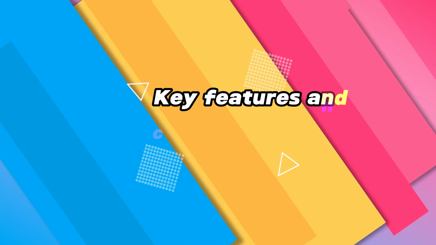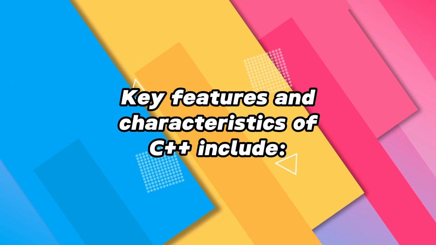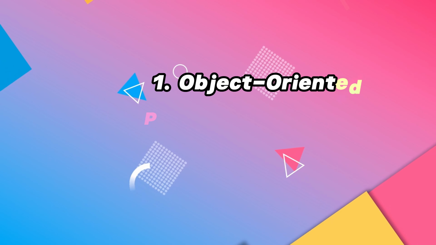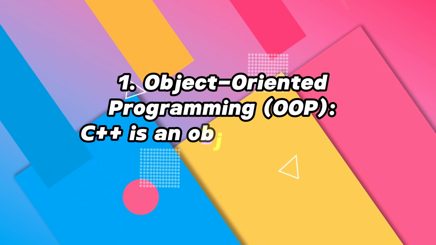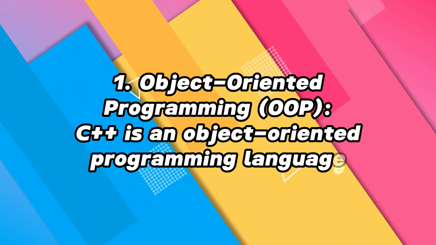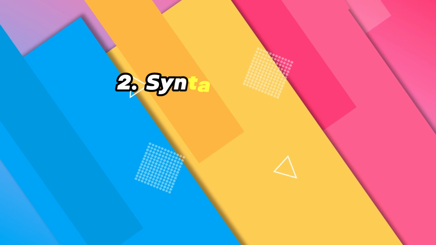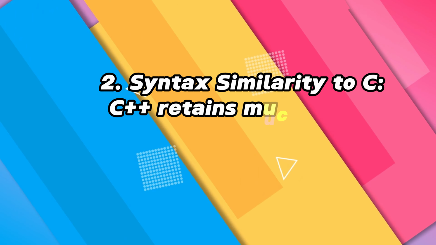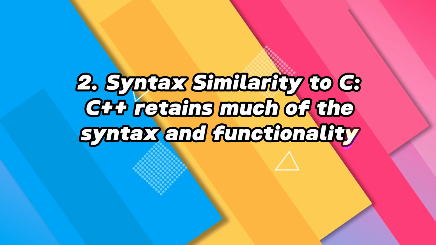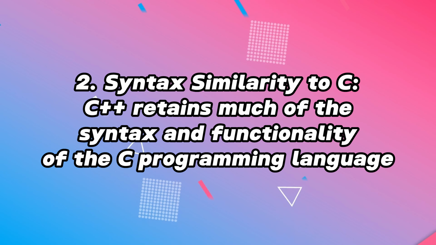Key features and characteristics of C++ include: 1. Object-oriented programming, OOP. C++ is an object-oriented programming language. 2. Syntax similarity to C. C++ retains much of the syntax and functionality of the C programming language.